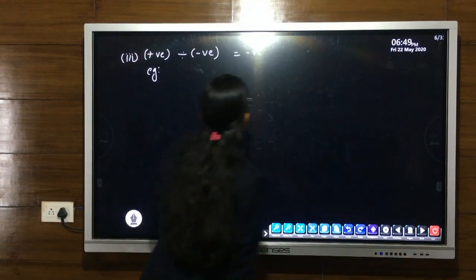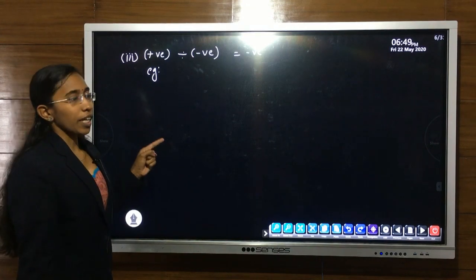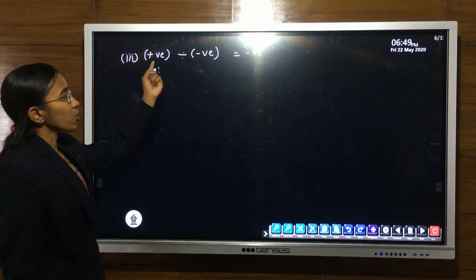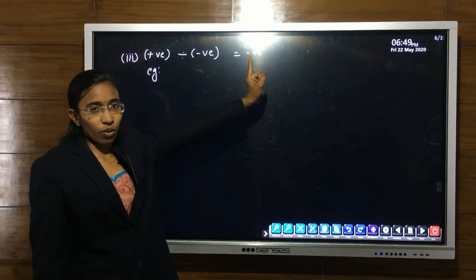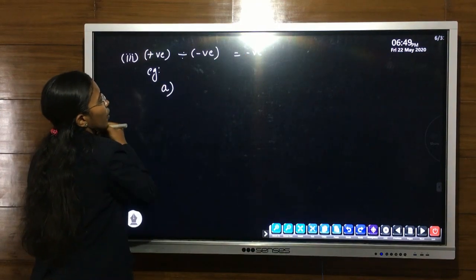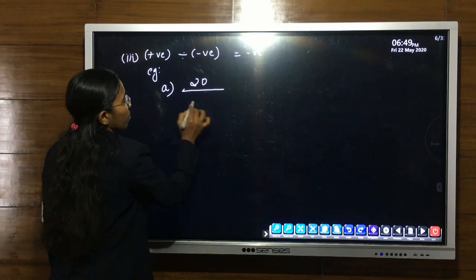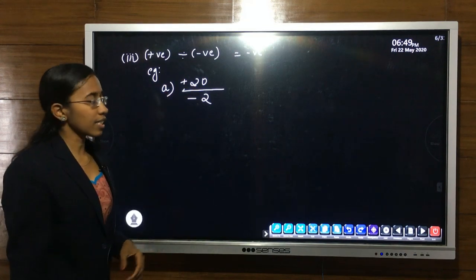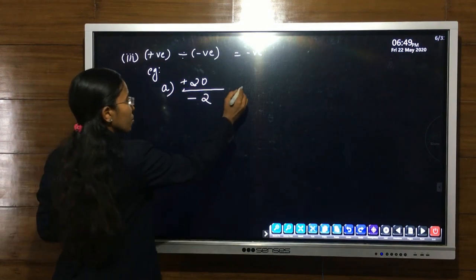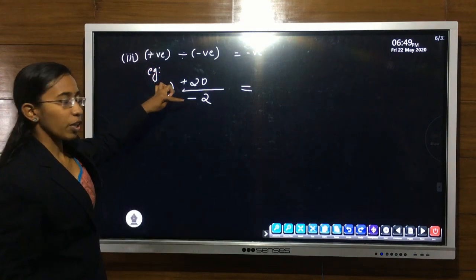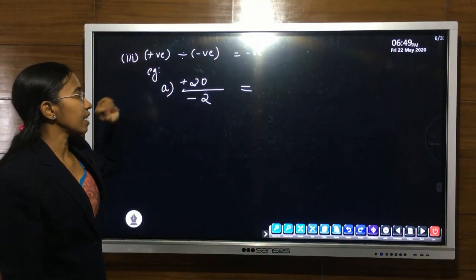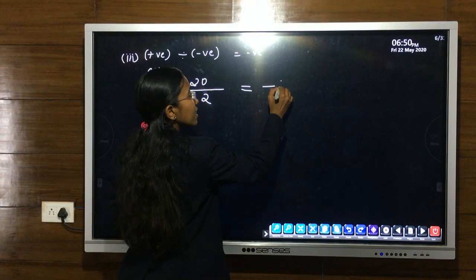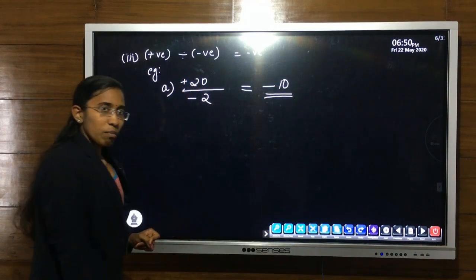And the third one, positive integer divided by negative integer equals negative integer, which means the first integer is positive and the second integer is negative, so our answer is always negative. Okay, let's check. 20 divided by minus 2. Simply, 20 means plus 20. Plus 20 divided by minus 2: one is positive and one is negative. This is unlike integers. In the case of unlike integers, our answer is always negative. And 20 divided by 2 is 10. So the answer is minus 10.